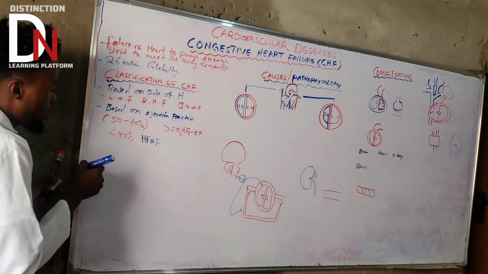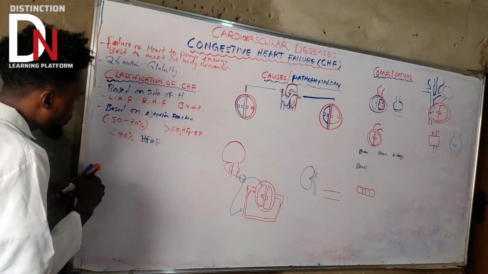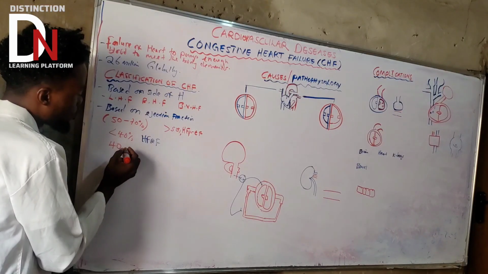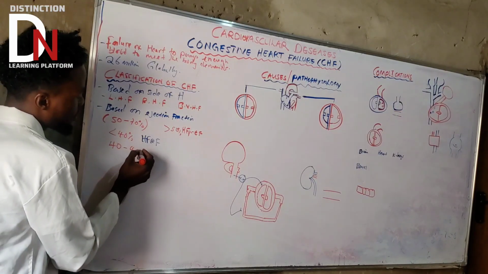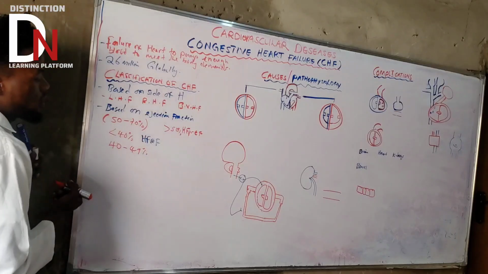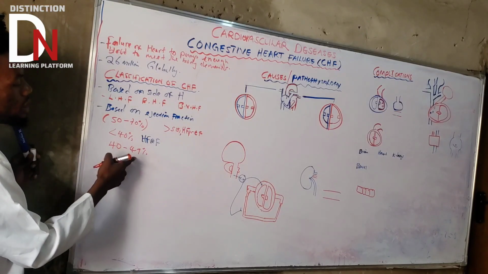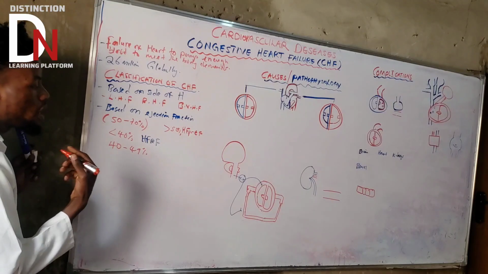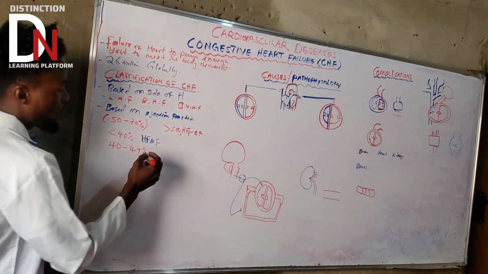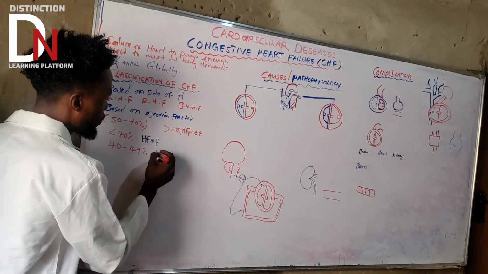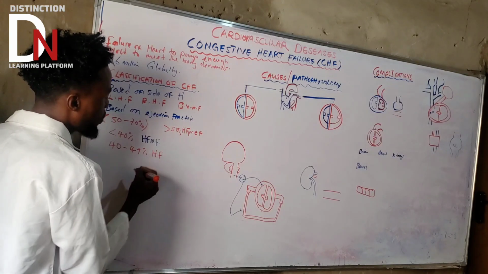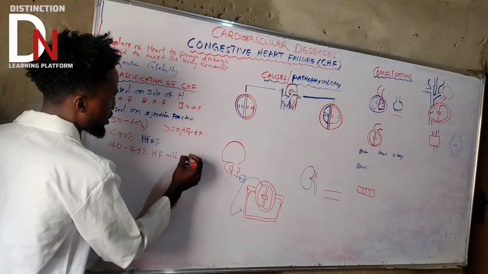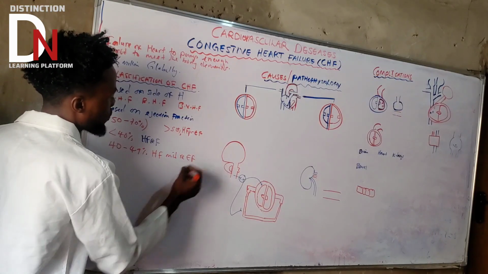But there is also another one. Now the question is, what about 40 to 49, because there is also this range up to 50. What is this? This is also heart failure, but this is heart failure with mildly reduced ejection fraction.